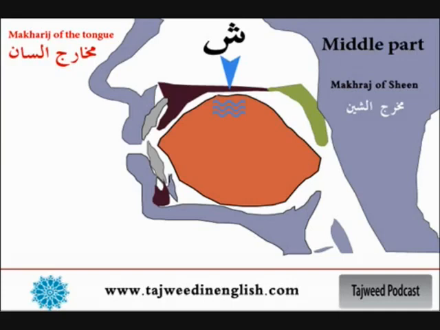So if you say ishtara, ash-shams, you see? But if you say the jim, you say ijtama'a, ajara. But if you say the sheen, you say ashar, ishtara. So there is a gap there, and that gap lets the air come out, which is different than jim.